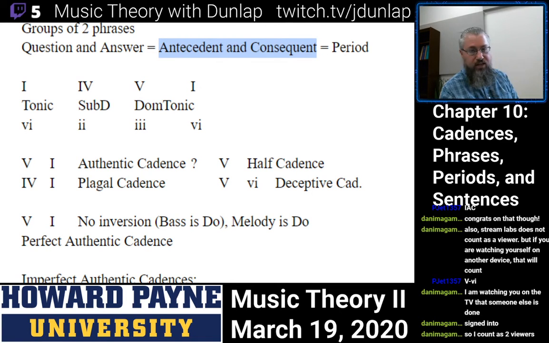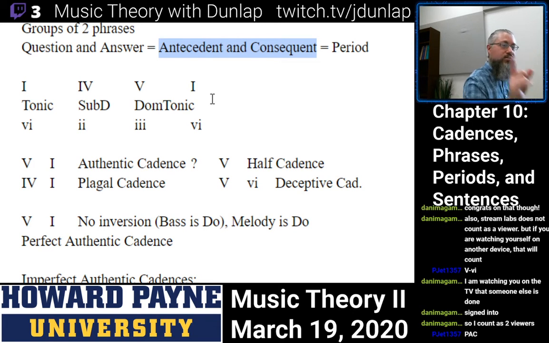So if our question was a half cadence, then what's the answer? Because our melody went do, fa, fa, mi, ti, do, re, do. So what type of cadence would that be harmonically? 5-1. And then what type specifically is it affected by the fact that the melody is on do and the bass is also not inverted? Yes, that's it. It is a perfect authentic cadence. It's the most satisfying type of cadence.